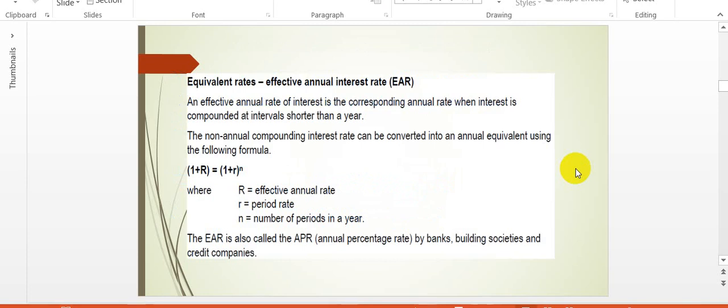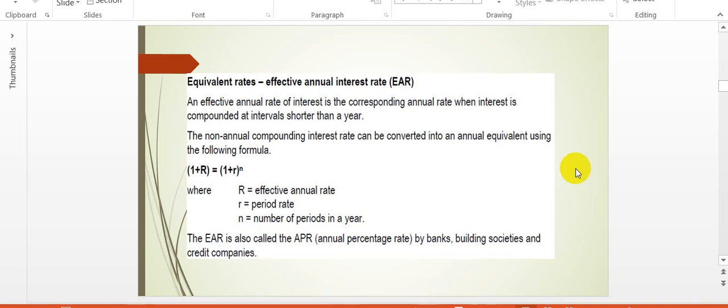Another way that we could represent interest rate is by calculating an equivalent rate, also known as an effective annual interest rate. An effective annual interest rate is the corresponding annual rate when interest is compounded at intervals shorter than a year. So the non-annual compounding interest rate can be converted into an annual equivalent using the formula below.